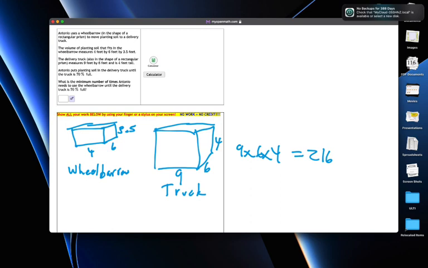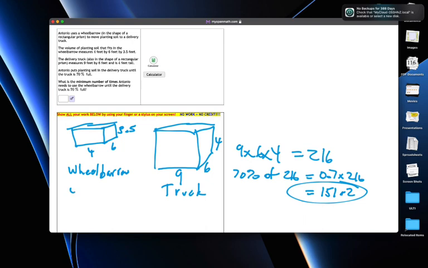So what that means is that technically we are finding 70% of 216. And remember, to do that, we would multiply 0.7 times 216. And that would be 151.2. So we're only filling up the truck to 70%. So that means we're filling it until it has a volume of 151.2 cubic feet.